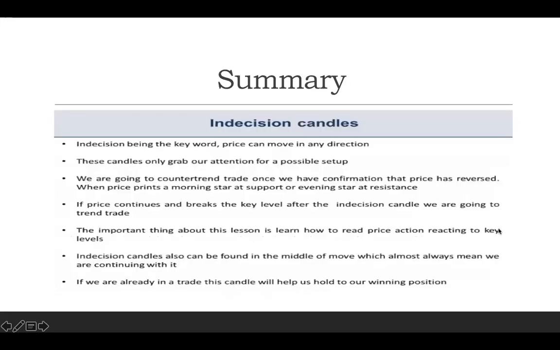So in summary, indecision candles. Indecision being the keyword, price can move in any direction, exactly. So indecision means that they're not going up, they're not going down. We have candlesticks and we look at the pattern, we look at the shape of the candle to make a determination. If it's a bullish full body candle, we know the price is going up. If it's a bearish full body, we know the price is going down. But if we realize we're looking at a doji or the spinning top, that shows indecision. Price isn't going up, it isn't going down, right? So that's what indecision means. Price can still move in any direction.